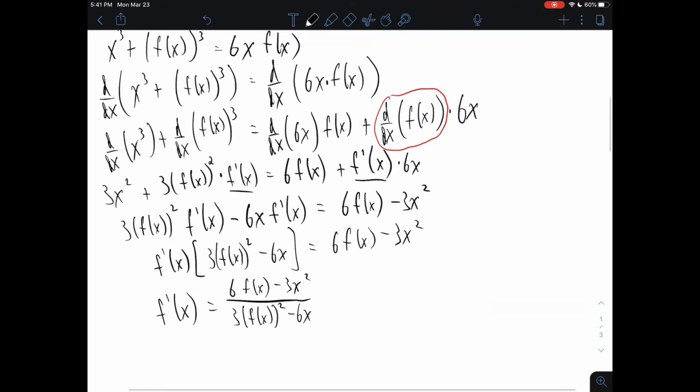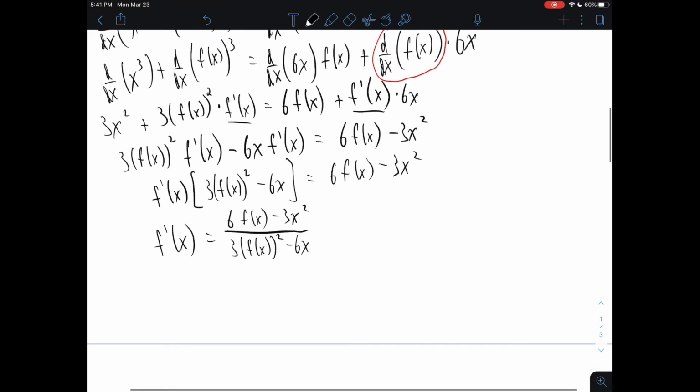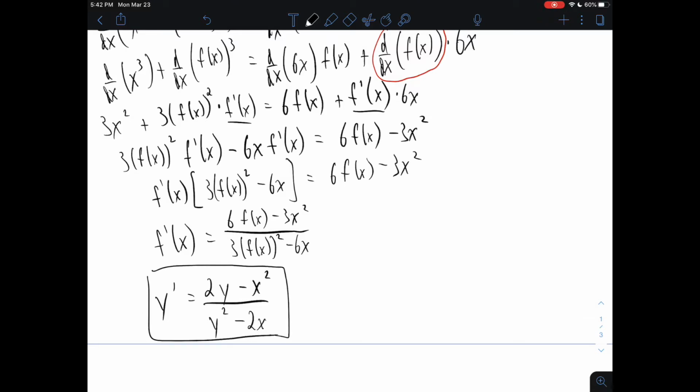And so to finish this, instead of writing f of x or f prime of x, we can just use y or y prime. And then you can also notice that in my fraction, in every single term, there's a common factor of 3. So I'm going to divide each term by 3. So this means I just have y prime equal 6 divided by 3 is 2, instead of f of x, y, minus 3x squared divided by 3 would be just negative x squared. And then in the denominator, again, 3 divided by 3 is 1, and I'll replace f of x with y, so that's y squared, and then minus 2x. So that's our derivative.